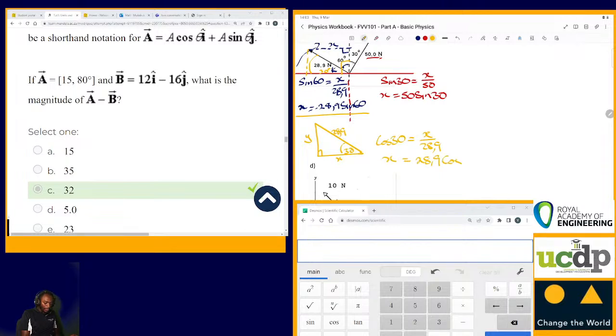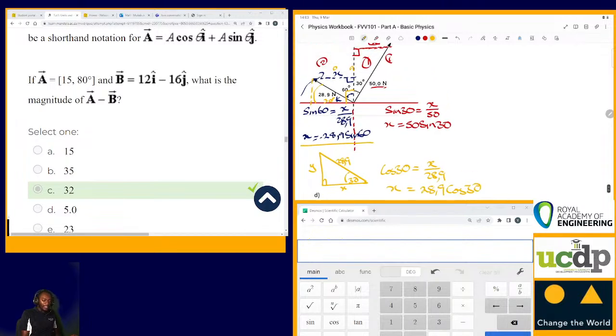28.9 cos 30. And Prince, your question, we then put the negative because we are resolving in the x direction. But if you look, the x direction in this case is in the negative side of the x-axis. The positive side of the x-axis is this side. This is the positive of the y, and this is the negative of the y. So the reason why we are adding a negative sign here is to show that our vector is in the negative direction. That's why we put that.